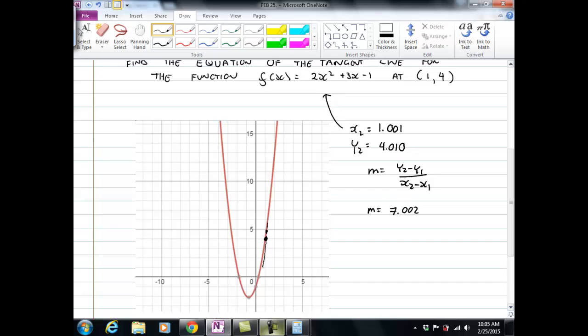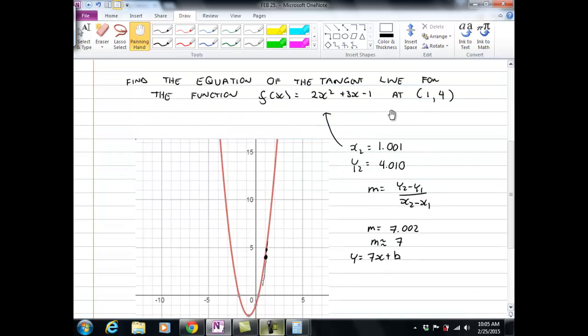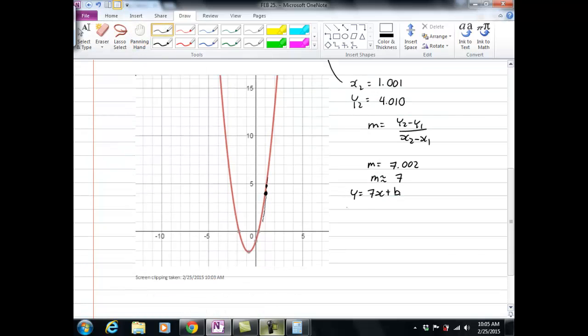Now, problem is this. I can just say that, well, it's going to be so close to 7, let's call this 7. So this m equals 7. And then what you did was next you go y equals 7x plus b. Okay. Then we subbed in 1 and we subbed in 4 to find the b value. So you go 4 equals 7 times 1 plus b, and your b should equal -3, which should give you y equals 7x minus 3. Correct. Easy.